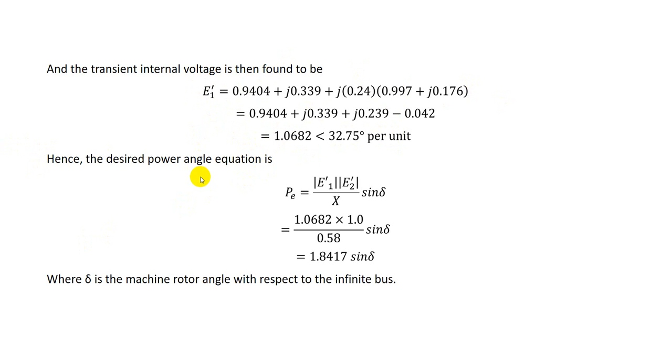Hence the desired power angle equation. This is the equation. By using this equation, I can easily find the power angle equation. I have input this value: 1.0682 into 1.0, where the value of X is 0.58, E2 prime is 1.0 and E1 prime is 1.0682, and sine del. I got 1.8417 sine del, where del is the machine rotor angle with respect to the infinite bus. Thank you sir, and thank you all.